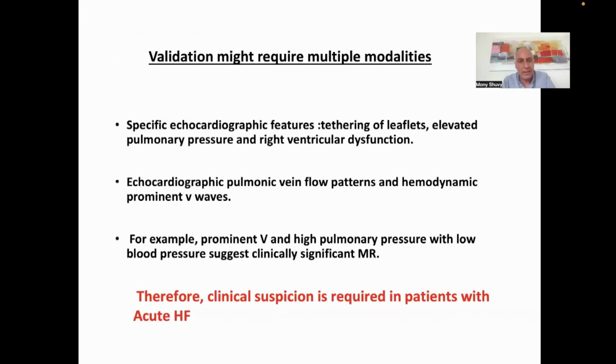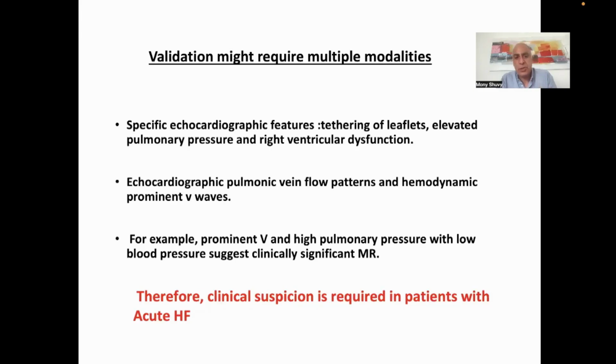So how can we validate the acute severe MR? We often need several modalities. We have some echocardiographic features that are not related to flow and color. We can see tethering of the leaflets. We can find elevated pulmonary pressure. We see severe pulmonary pressure with no other explanation. We can see right ventricular dysfunction due to the rapid increase in the wedge pressure.